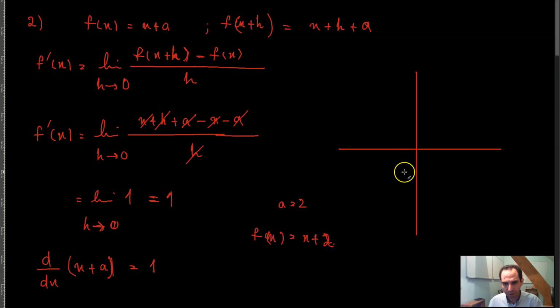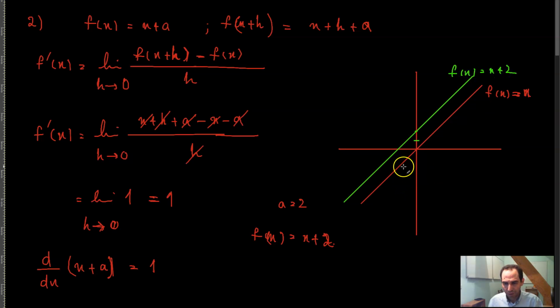Then that would be the line f of x is equal to x, but shifted up 2 units, which means that you would get a line like this. This is f of x is equal to x plus 2. Now, the fact that you move this line up and down doesn't change the slope of the line. And therefore, the slope of the function at any point x doesn't change. And so the derivative of the function does not change.